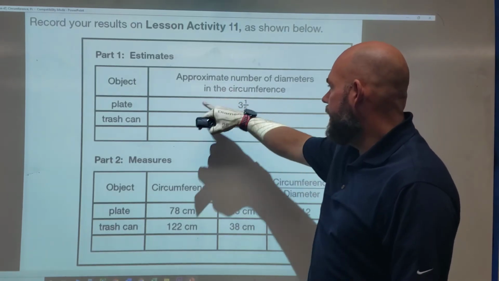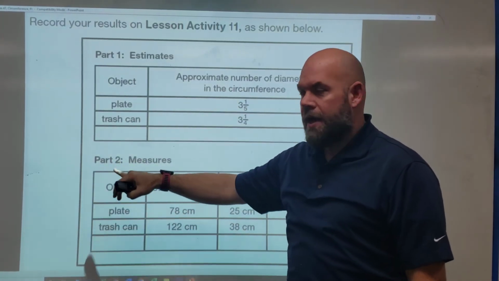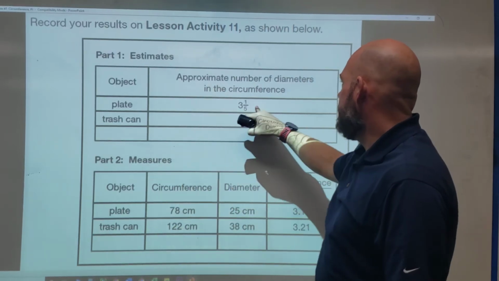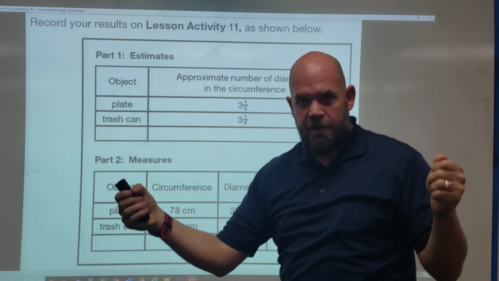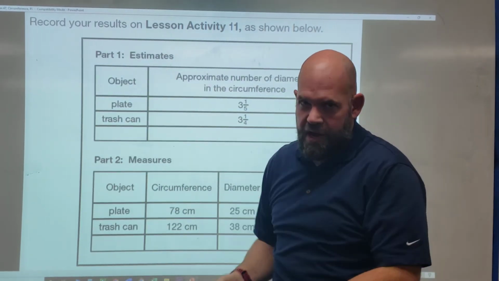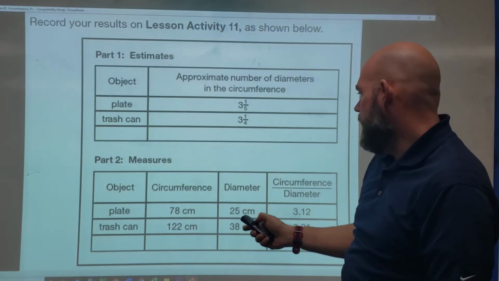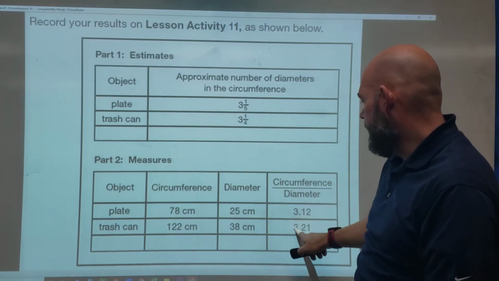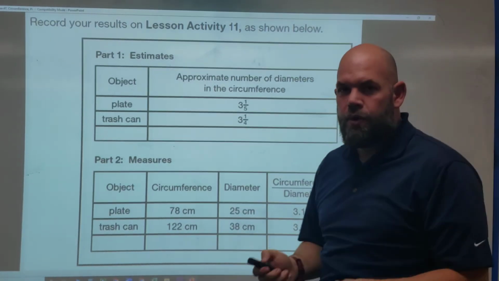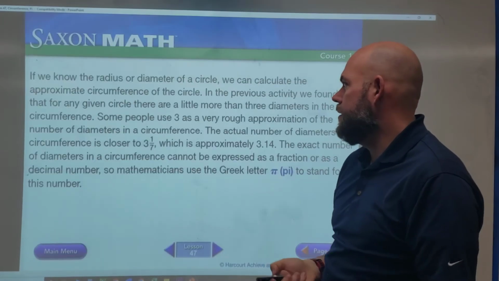So we can take the plate. If you did a trash can, you could do that. If you had something else, you're just going to measure the number of diameters in the circumference. So you take that diameter that you measured, and then you just wrap it and see how many times it fits around, okay? You can actually put the exact measurements and calculate it out, and you're going to find it's going to be 3 and something with each of your things.